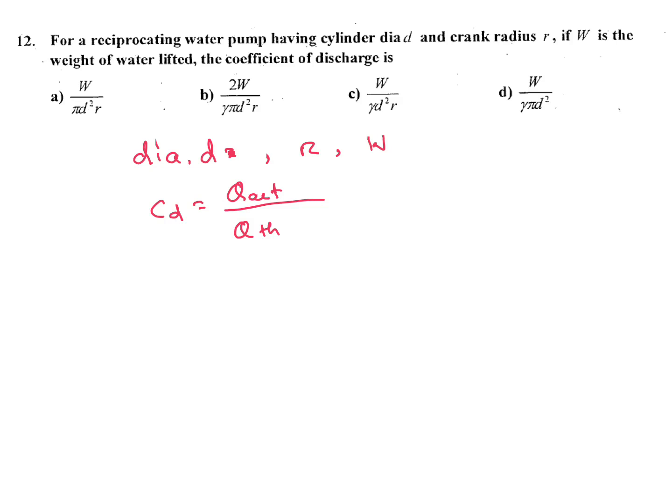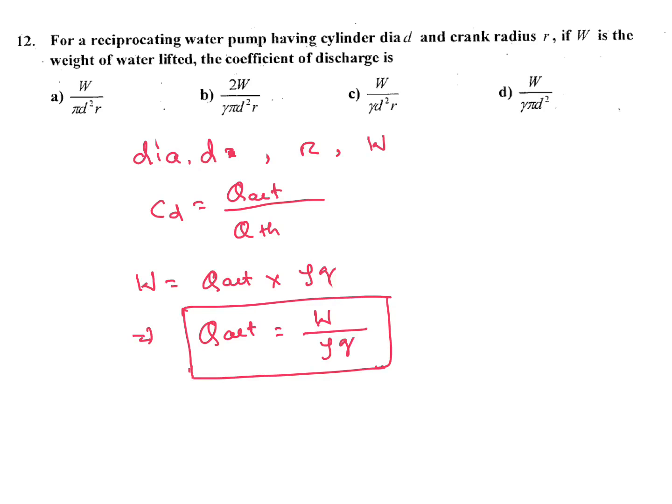Here in this case, weight lifted W equal to Q into specific weight, Q actual into specific weight rho g. So from here, Q actual in terms of W will be W by rho g. This is equation 1.